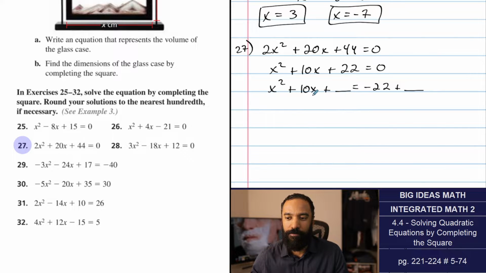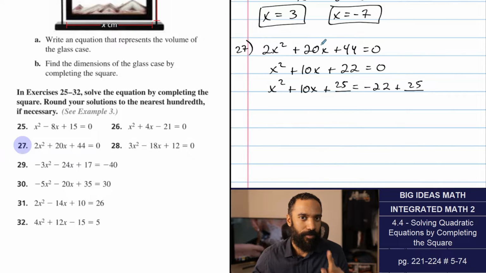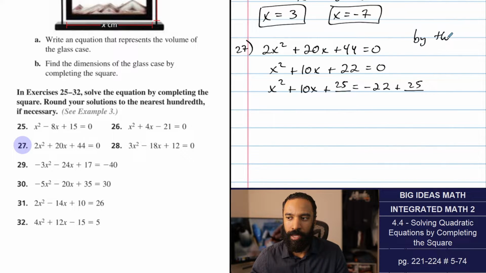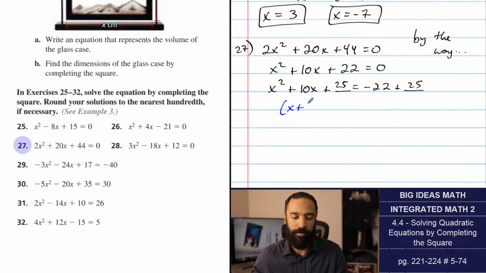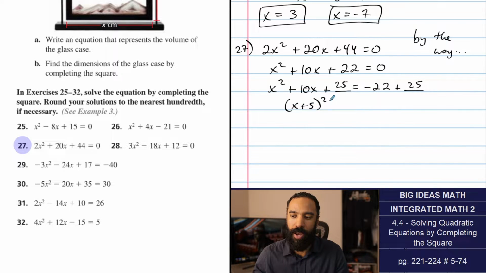10 divided by 2 is 5. 5 squared is 25. By the way, oh gosh, I'll do it after this problem. I'm going to write "by the way" down, otherwise I'll forget to say what I wanted to say. This factors into x plus 5 quantity squared. Negative 22 plus 25 is 3.